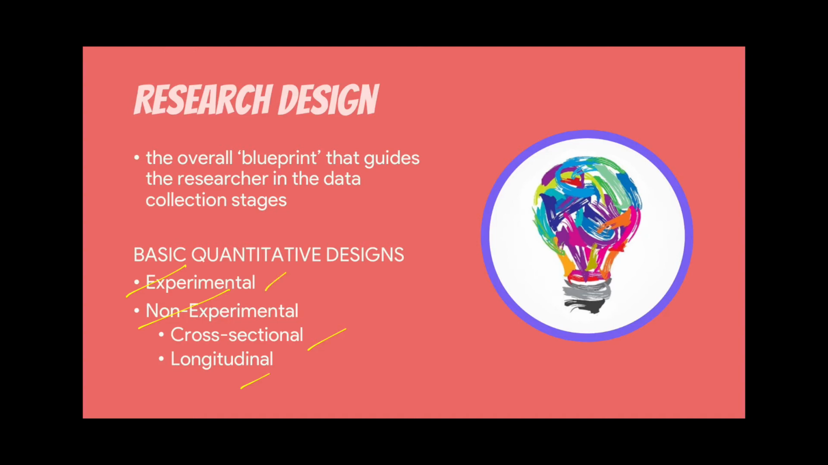Experimental designs basically make use of an intervention as the independent variable. So the researcher basically introduces an intervention or a treatment in the study in order to see how it affects a specific population. And non-experimental research, or non-interventional research, or observational research, basically just measures the variables in their natural state and does not really introduce some form of independent variable or treatment in the study.